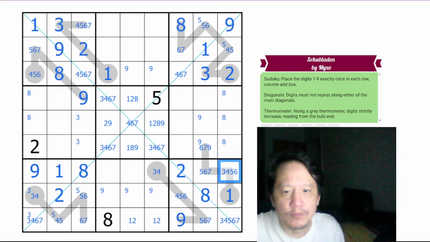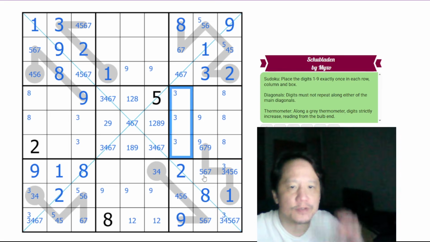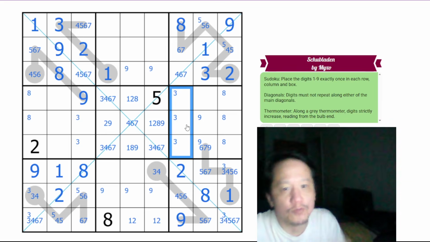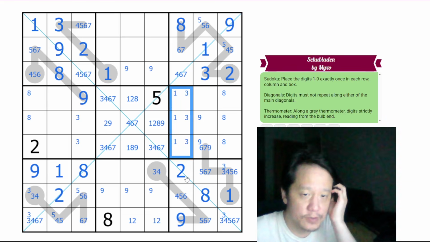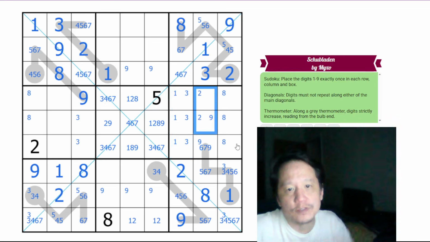3 has to be one of these 2 digits here, which means 3 cannot be here. 3 is one of those 3 there. Where's 1? 1 has to also be one of those 3 digits there. 2 has to be one of these 2 digits here.